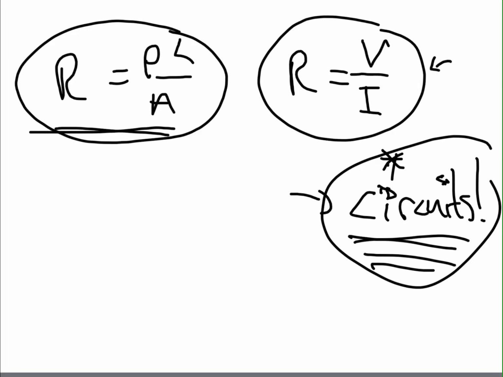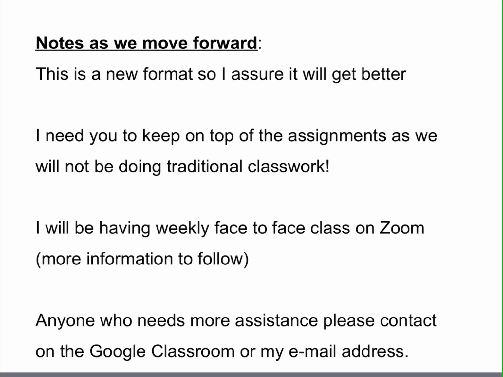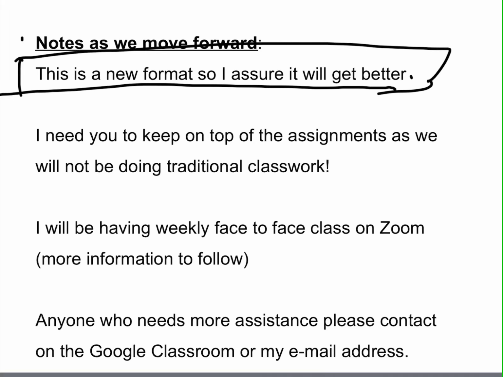So my last little bit I want to talk about is not necessarily about this lesson, but just things that we're going to note as we're moving on. This is a new format, so I assure you it will get better. Obviously, this was probably not the best lesson you've ever seen me give, because I know I've given some fantastic lessons before. But just know that as I learn all the little bells and whistles and tricks for this, I will try to make our lessons better and more interactive.